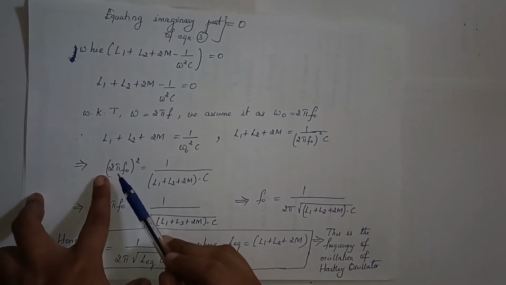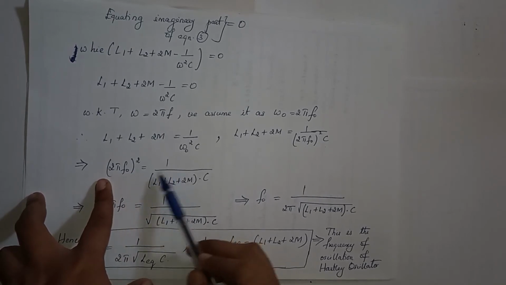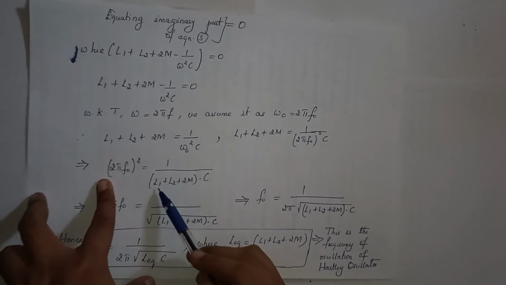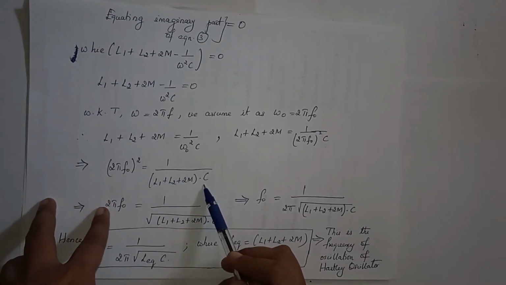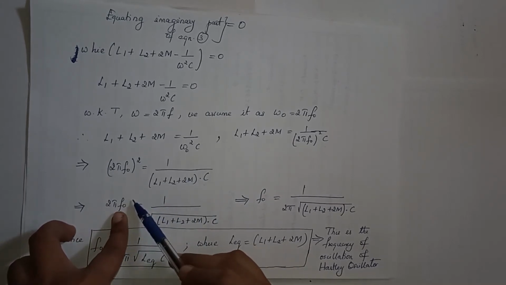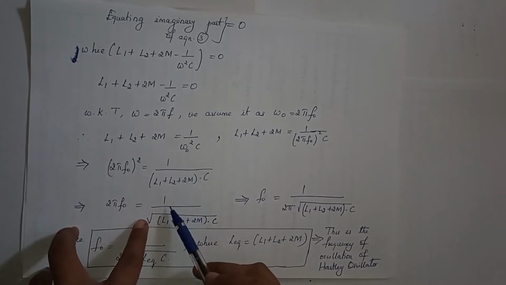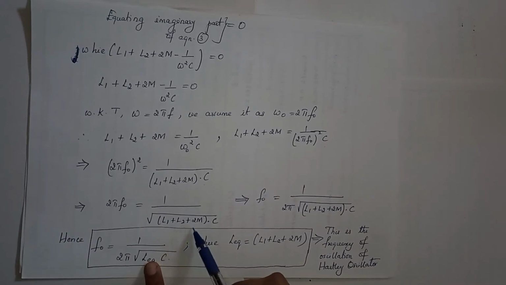So if this is interchanged, you'll be getting (2 pi f naught) squared equal to 1 by, with this coming to the right hand side denominator, (L1 plus L2 plus 2M) into C. As I have to find the frequency of oscillation, we remove the square term, so on the right hand side we'll have a square root. Therefore I'll be getting f naught equal to 1 divided by 2 pi times the square root of (L1 plus L2 plus 2M) into C.